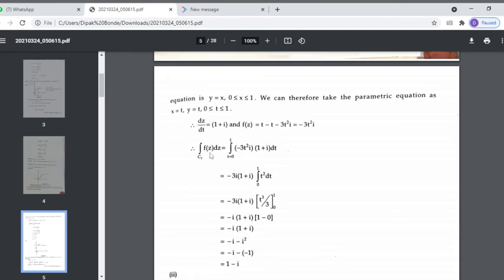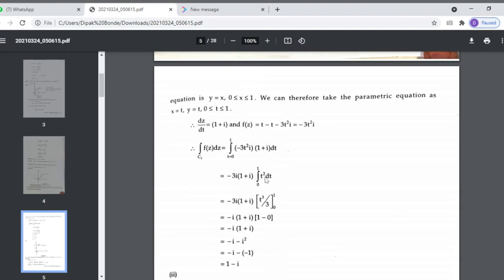Putting these values, we get the integral over C1 of f(z) dz equal to the integral from 0 to 1 of -3t²i times (1 + i) dt. This is the value of dz. Here (1 + i) and -3i are constants, so take them outside the integral, and it becomes the integral from 0 to 1 of t² dt.